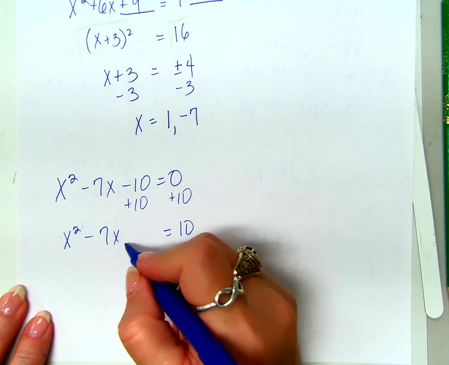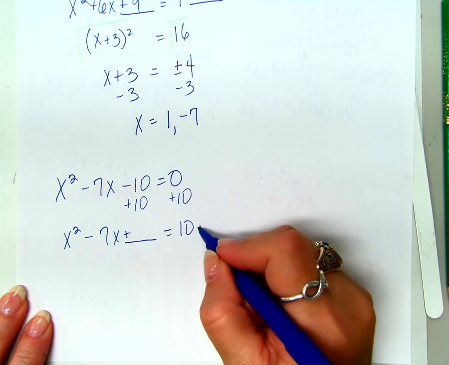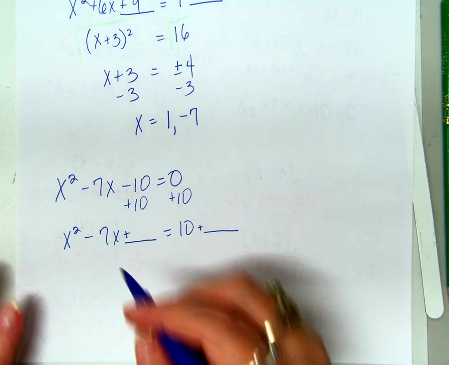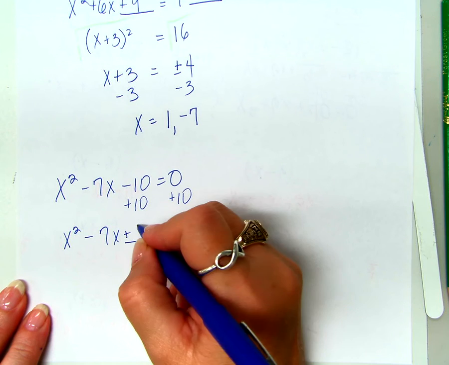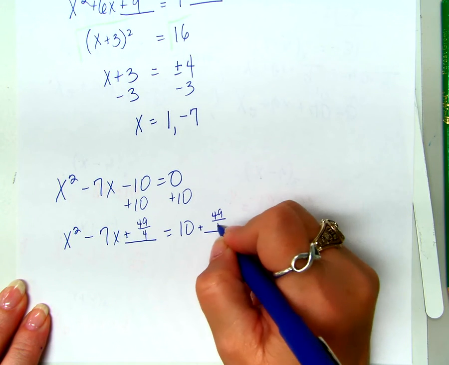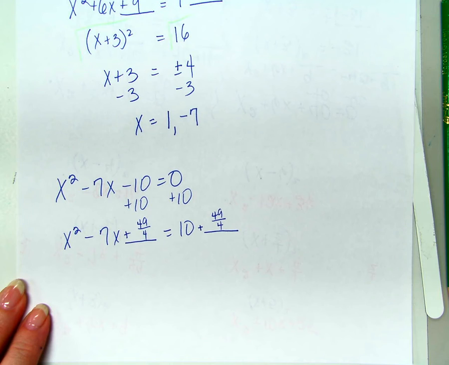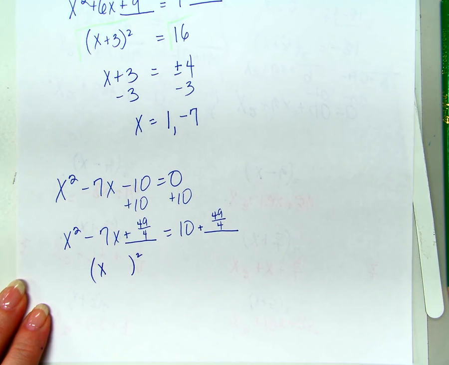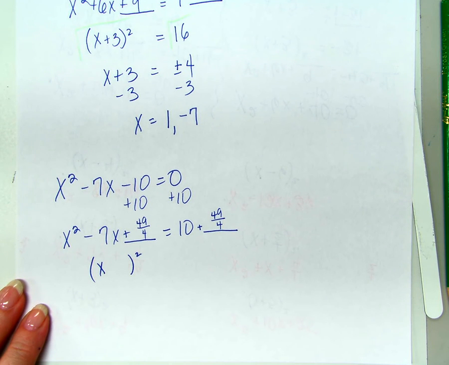Oh, I'm sorry. I didn't put the blanks. So what goes in the blanks? 49 over 4, right? Take the 7 divided by 2 and then square it. So 49 over 4. So what's my binomial? 7/2? Is that what you said? Hold on just a second. Yes, ma'am.